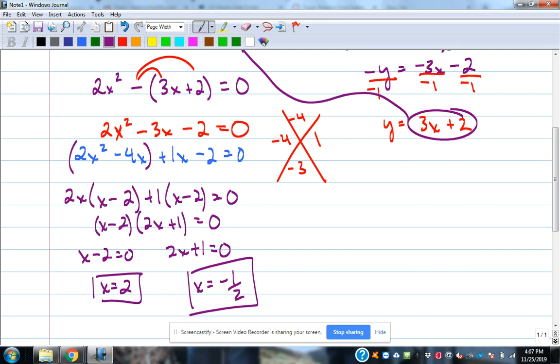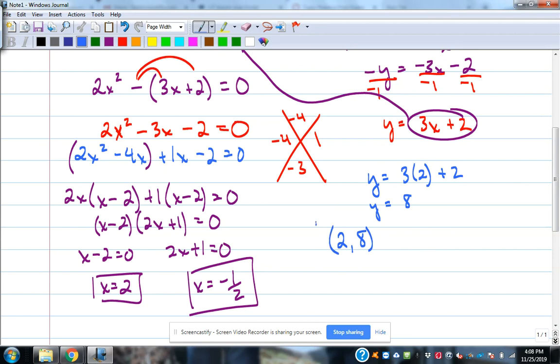I've got a nice one right here that just says y equals 3x plus 2. So I'm just going to take those and put them into that one, because that'd be the easiest one to get answers from. So if I do that, 3 times 2 plus 2, that'd be 6 plus 2 is 8. So (2, 8) is an ordered pair.